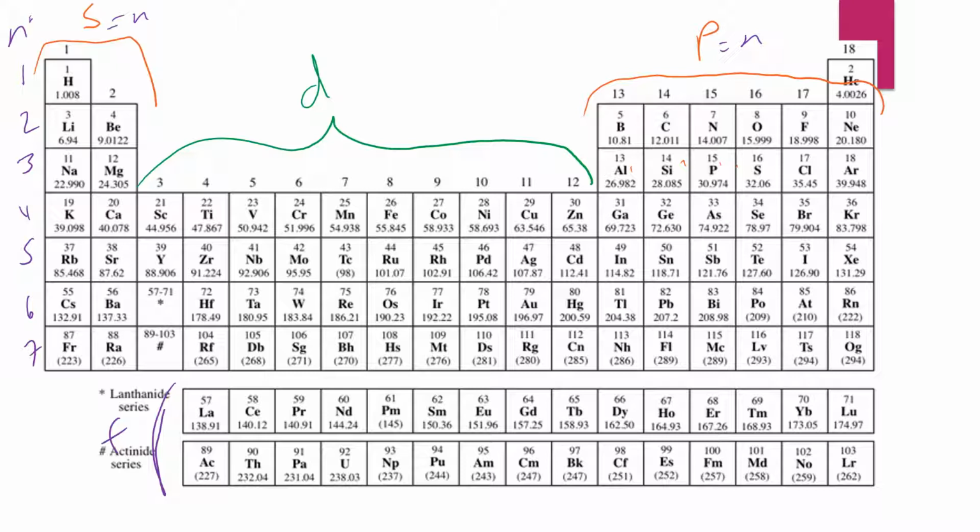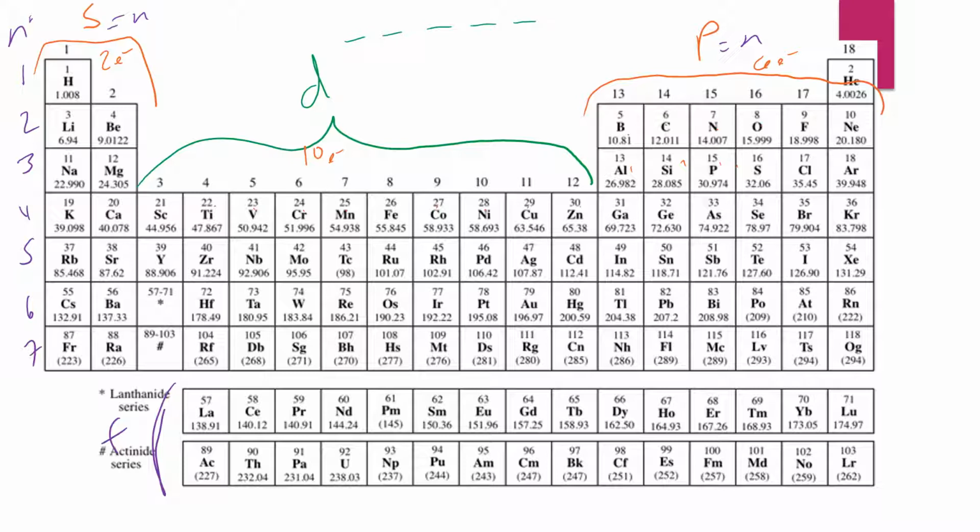First off, the S block has 1 orbital, so it can hold 2 electrons, and the P block has 3 orbitals, so it can hold 6 electrons. The D block, you can even count this: 1, 2, 3, 4, 5, 6, 7, 8, 9, 10. So it's got 10. It can hold 10 electrons, which means when we draw it, it has 5 orbitals: 1, 2, 3, 4, 5.